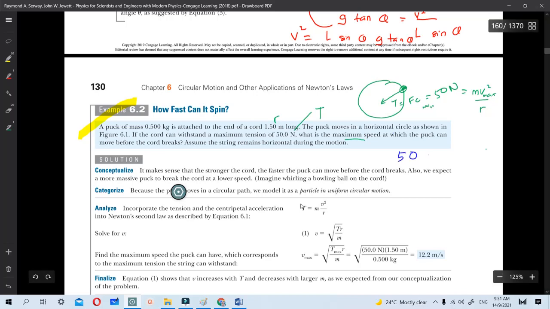50 then is equivalent to mv squared over r. Let's just substitute certain numbers here. R is 1.5, because R is equivalent to the length of the string just now. Mass is given as 0.5. And the question is asking for V. So solve it, and you should arrive at the same answer as provided.